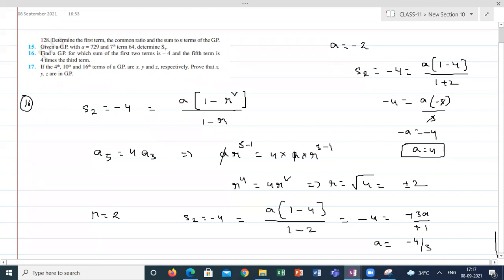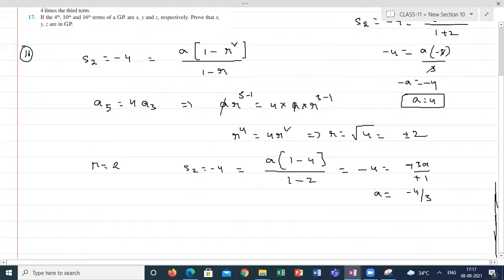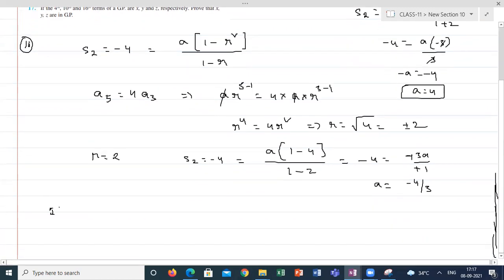Now I know the A value, I know the R value. So we are getting two different GPs to satisfy the given condition. So how can I write my GP? If R is equal to plus 2, I will get one kind of GP.